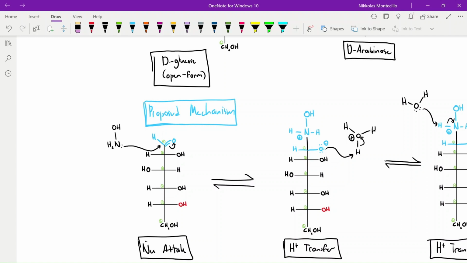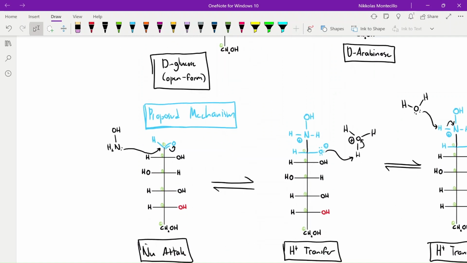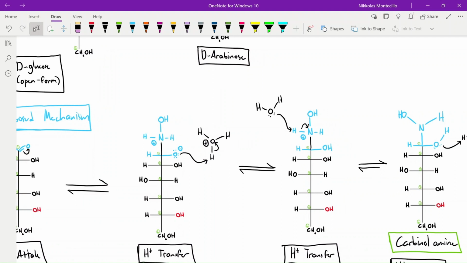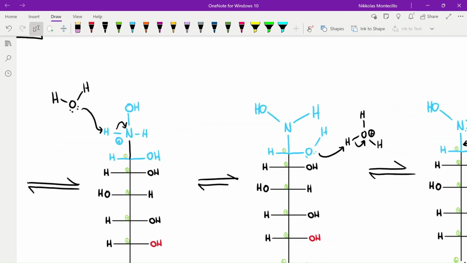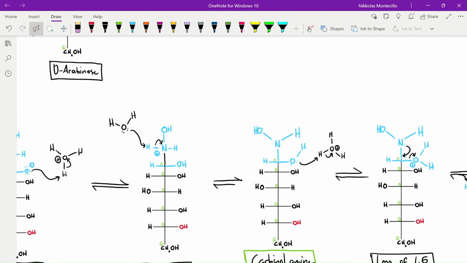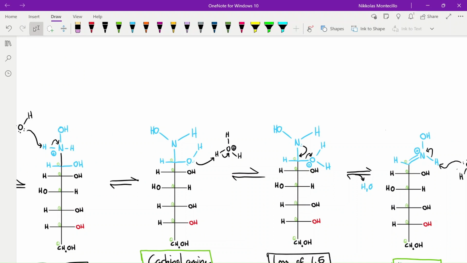Okay, so in this case, we see a proton transfer from a hydronium ion, and then the ammonium ion that forms will be deprotonated by a water molecule. What we're left with is an intermediate molecule called a carbinolamine, where both the amine and the hydroxyl group are attached to the same carbon, which in this case is C1, right? The hydroxyl group will be protonated by the hydronium ion, which will cause the formation of an oxonium ion.